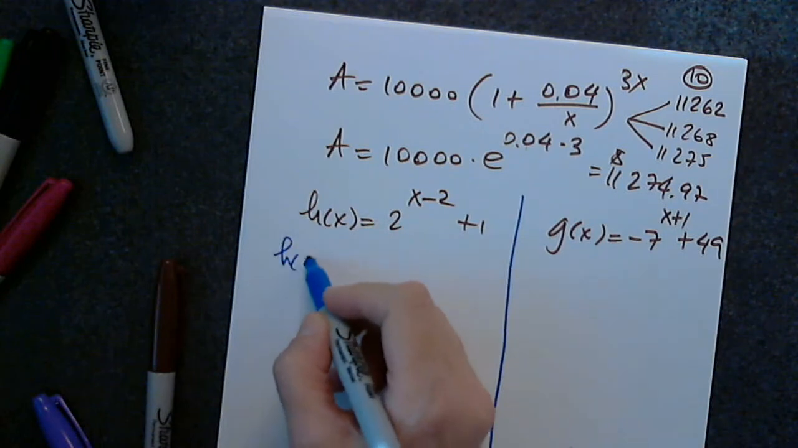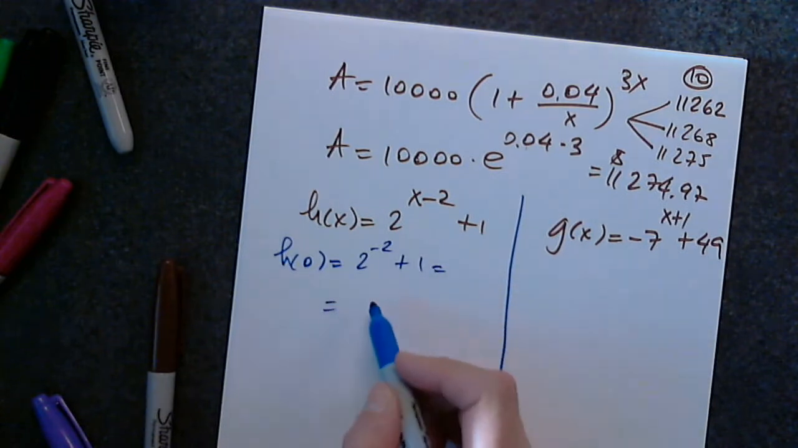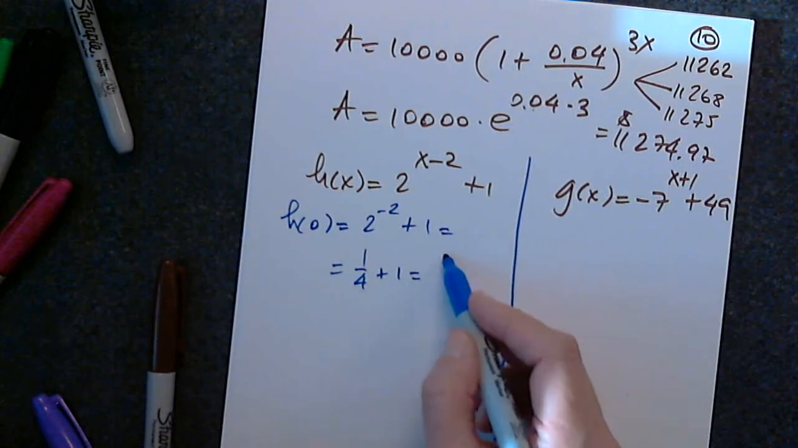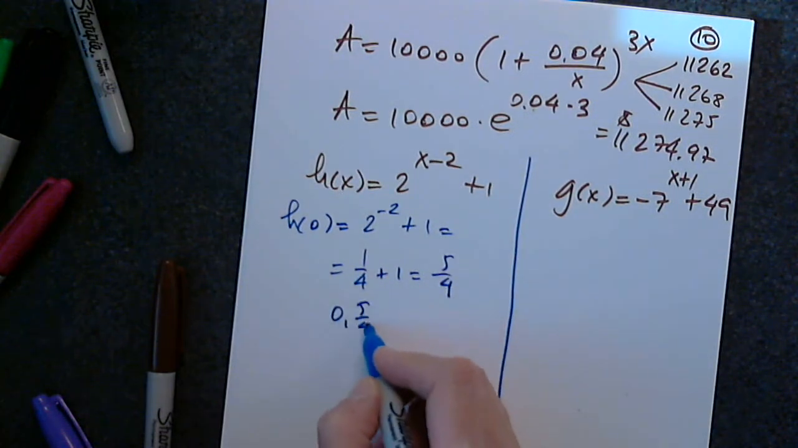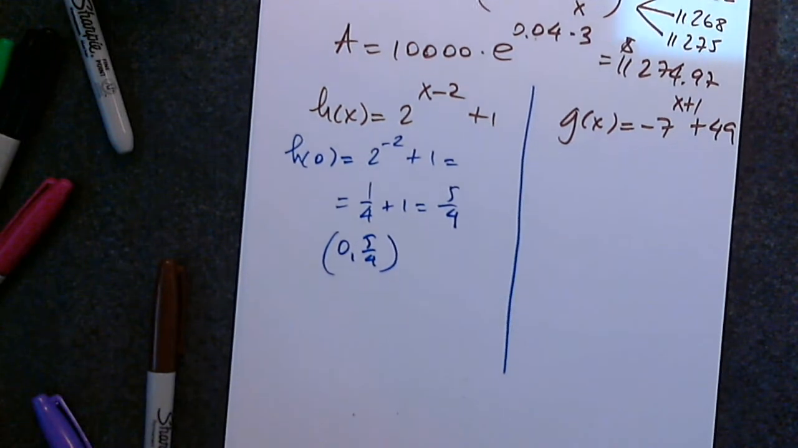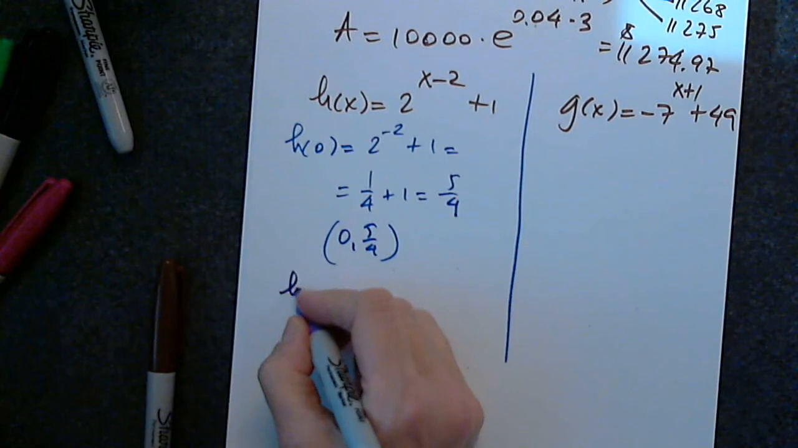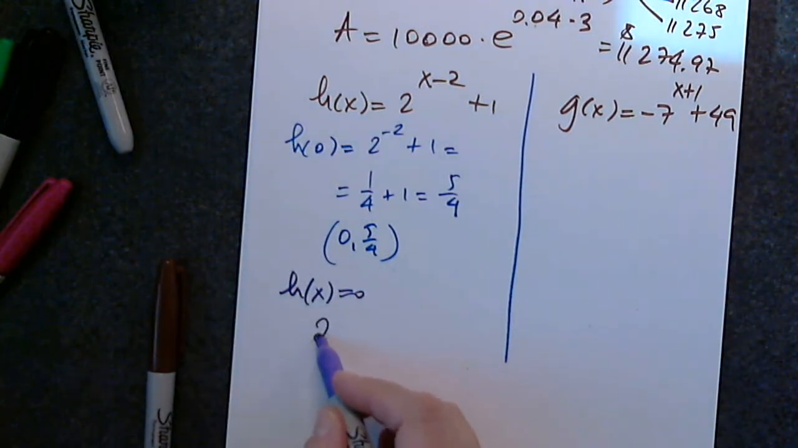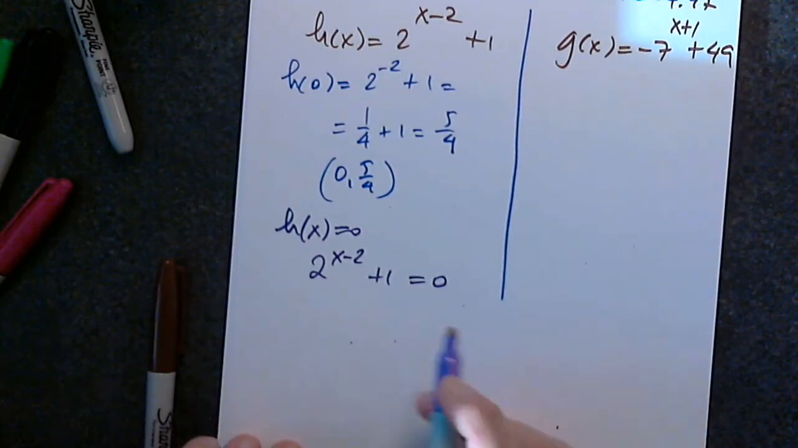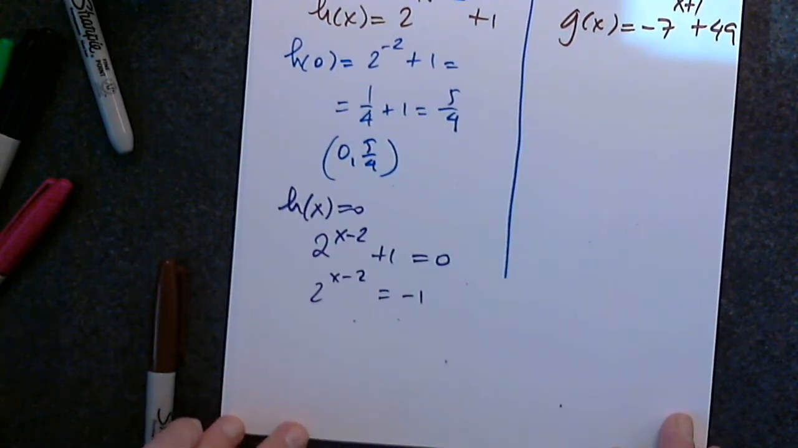So h of 0, 2 raised to 0 minus 2, 2 to negative 2 plus 1, and this is 1/4 plus 1, or 5/4. So 0, 5/4 is the y-intercept of the first function. Any questions on that? So now when we set h of x equal to 0, then we have 2 raised to x minus 2 plus 1 equals 0. 2 to x minus 2 equals negative 1. And what will you do next?